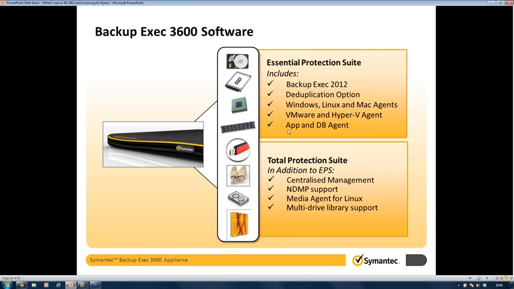We do 2 different versions of the appliance. The hardware is the same between the 2 different options. It's just the software that changes. So we have the Essential Protection Suite and the Total Protection Suite.